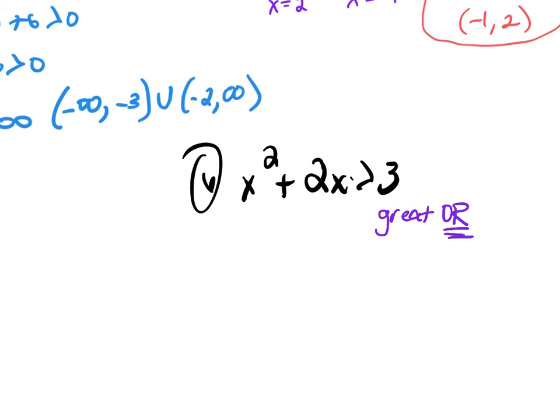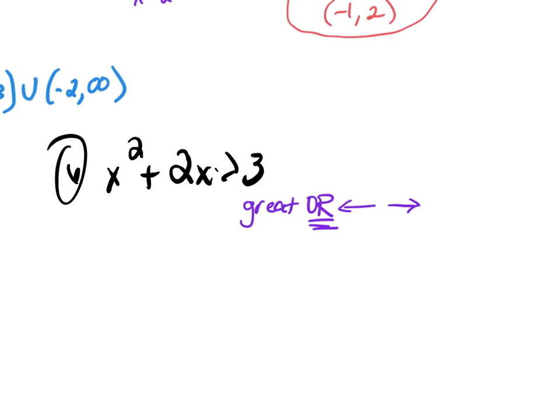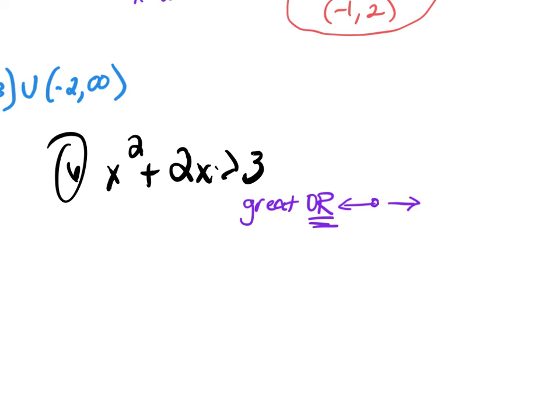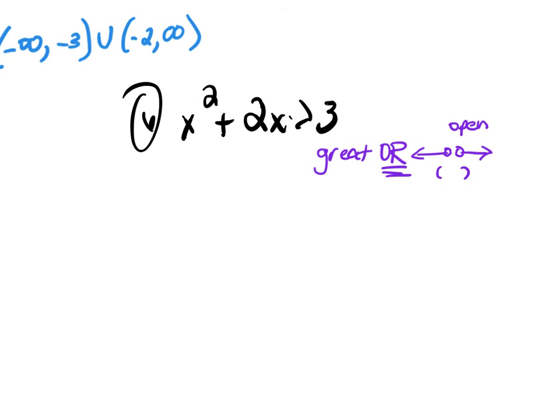That means my graph is going to go in opposite directions. And since I do not have an equal to sign underneath, it's going to be an open dot. And remember, when we have open, we use parentheses at the end of our graph. So, just the normal equation, x squared plus 2x minus 3, because when I move the 3 over, it becomes negative, equals 0.